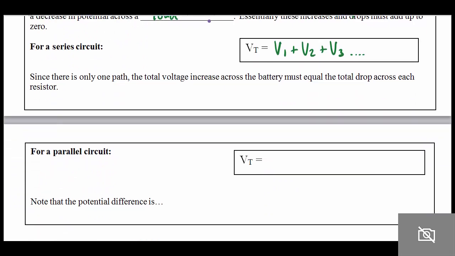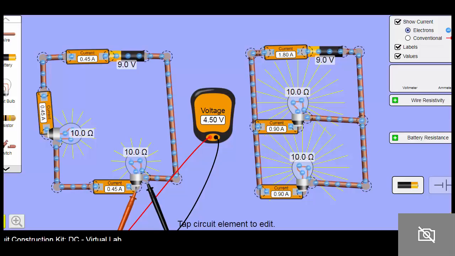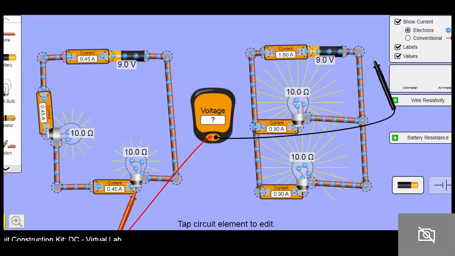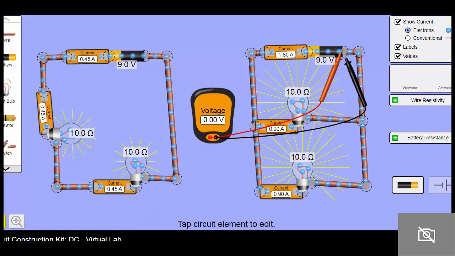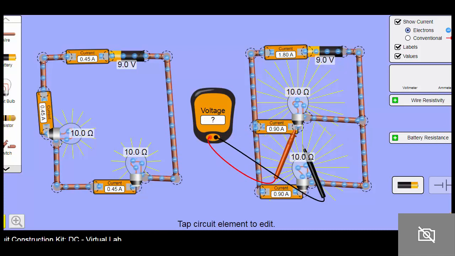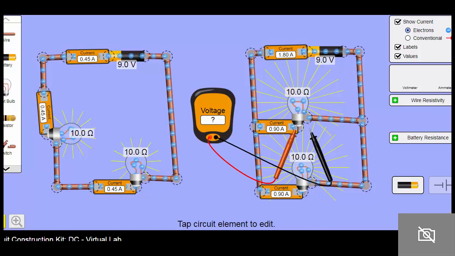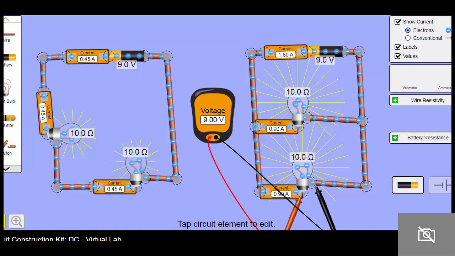Now for a parallel circuit, it's a little bit different. Now, this is a little bit strange. Take a look at this circuit here. I notice that this battery over on this side is giving me 9 volts. But the funny thing is when I measure the voltage drop across each of these light bulbs, I also get 9 volts. And while this may seem strange at first, what we need to remember is that the electrons are going through one path or the other.